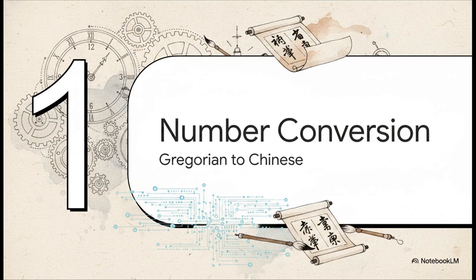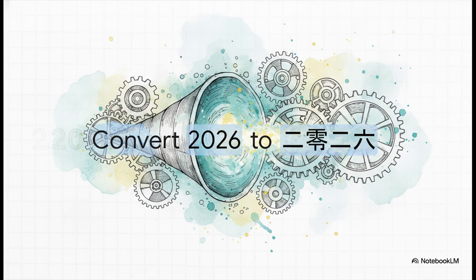Section 1. The Number Conversion Challenge. Converting Gregorian years to Chinese text. Okay, let's dive into this. This is the exact programming problem Ang was tackling. It's a classic localization hurdle, really. We want to take a Gregorian year integer, say 2026, and transform it into a Chinese numeral text string. At first glance, it seems super straightforward, right? Just a simple one-for-one character swap.